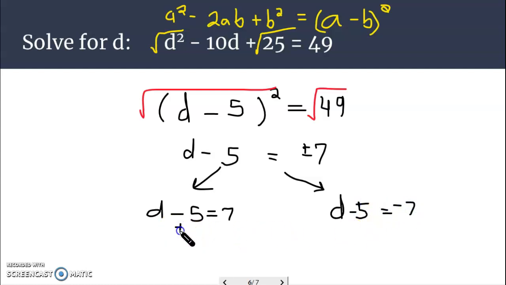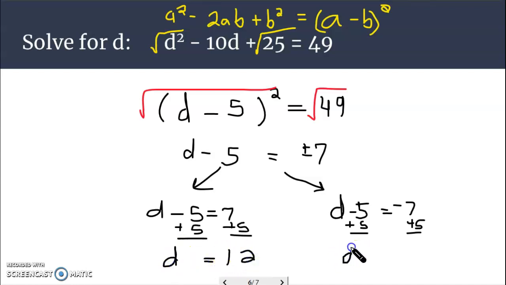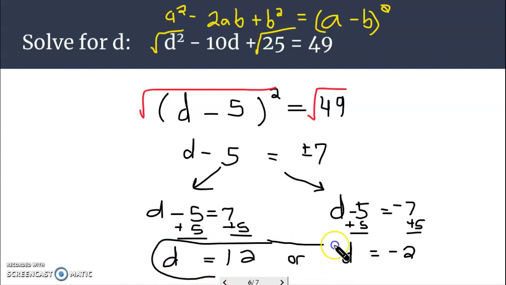I'm going to add 5 to both sides. Seven and 5 make 12. Negative 7 and 5 make negative 2. Two possible answers for d. D equals 12 or d equals negative 2.